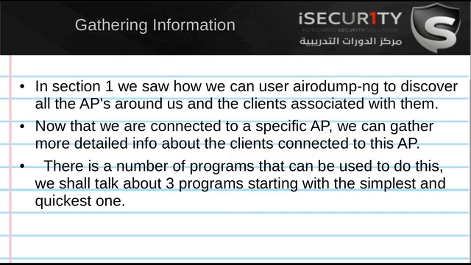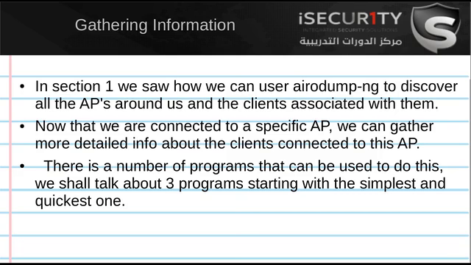In section 1, we saw how we can use airodump-ng to discover the connected clients. We saw in the second part of the airodump output how we can see the associated clients and their MAC address. That was about it. That's everything we can get before we can connect to the target access point. Now, after connecting, we can gather much more detailed information about these devices.